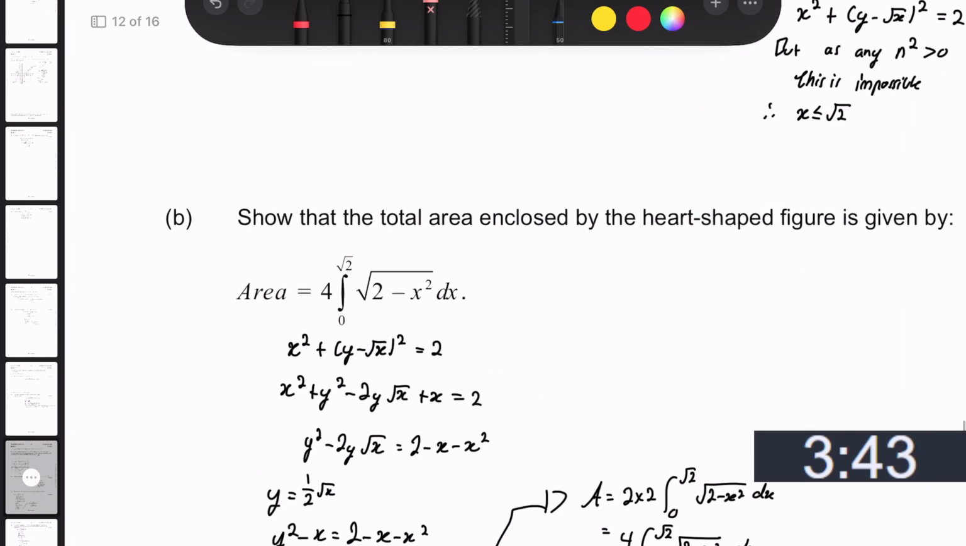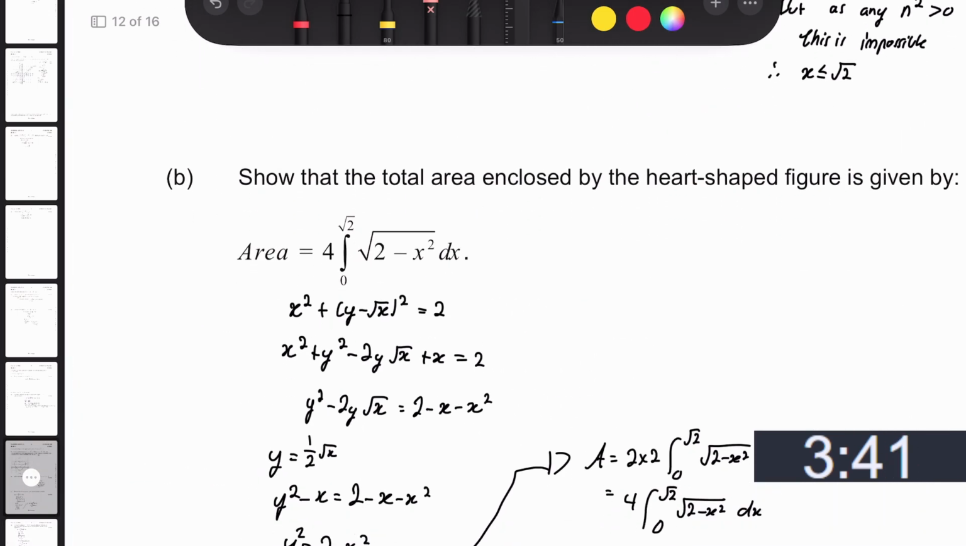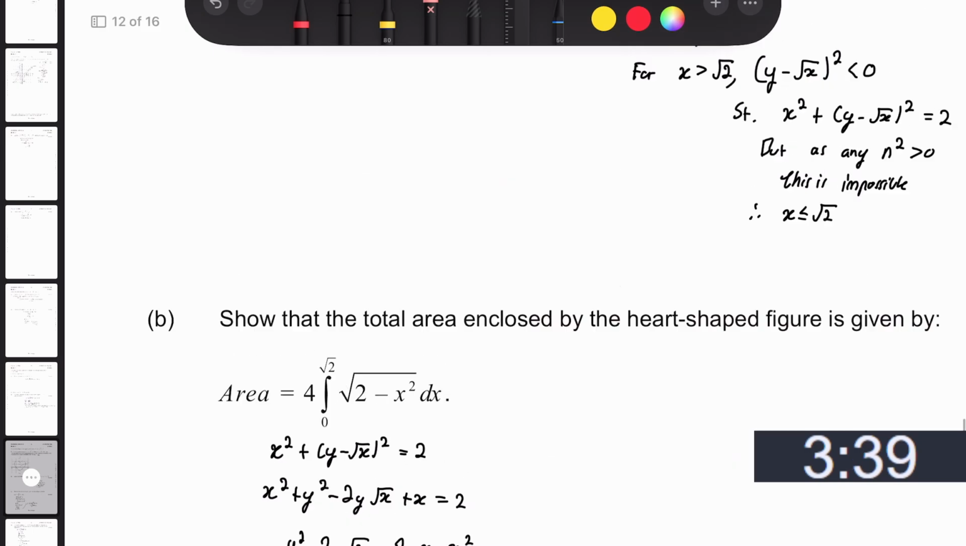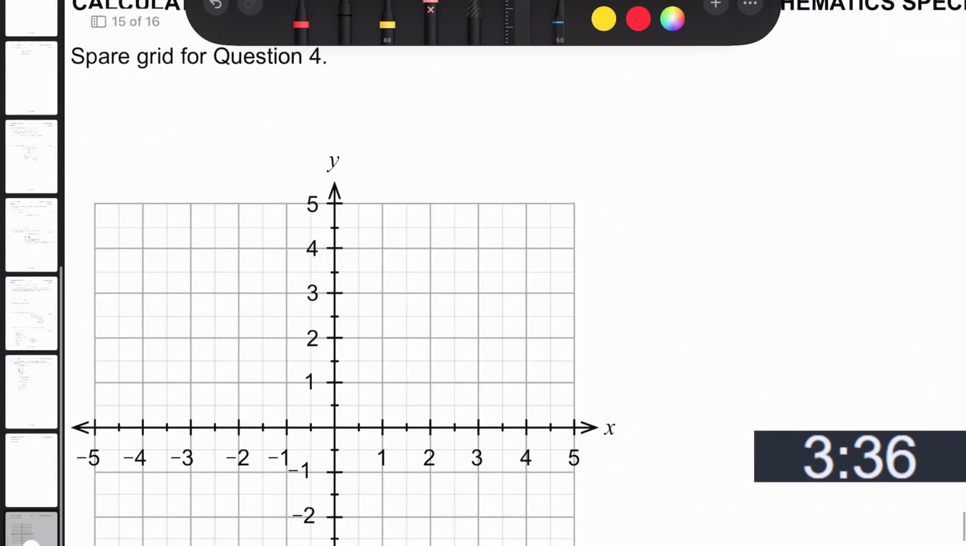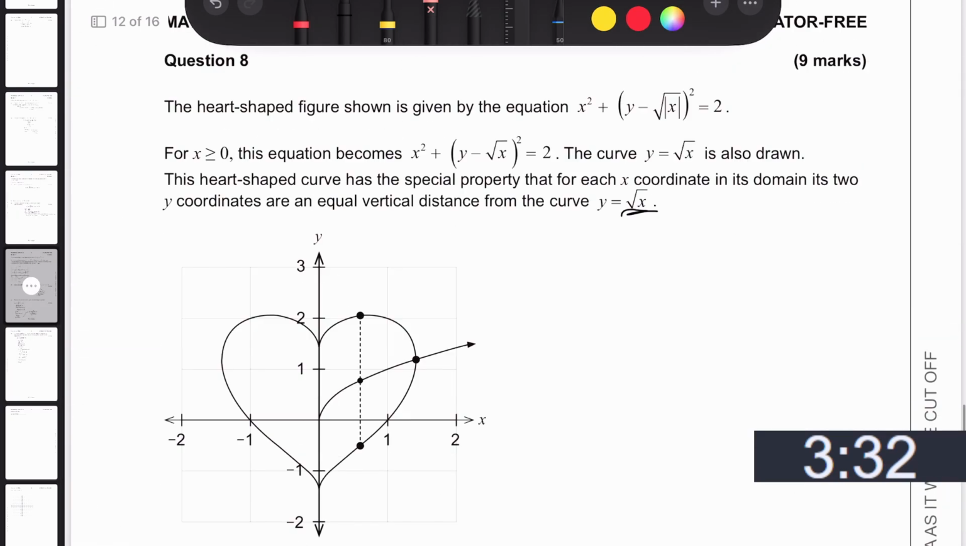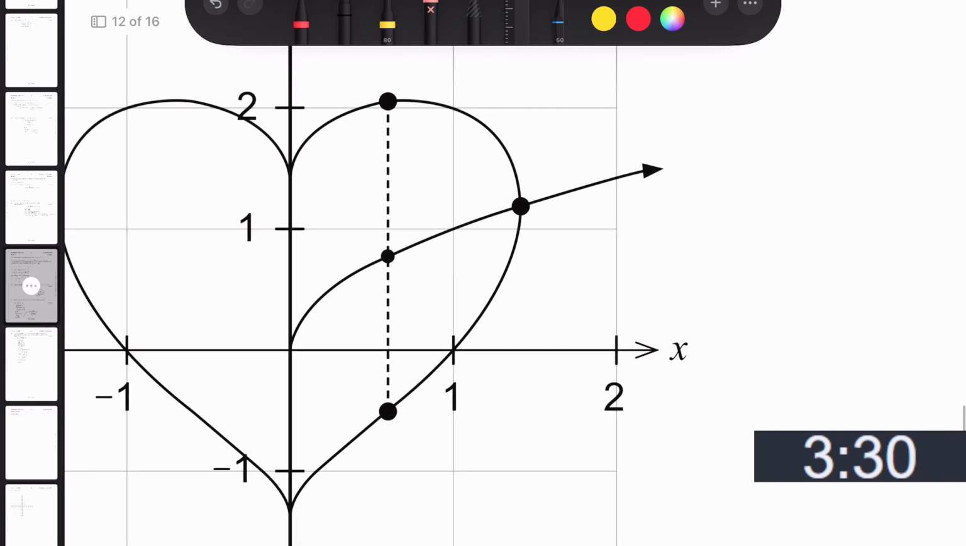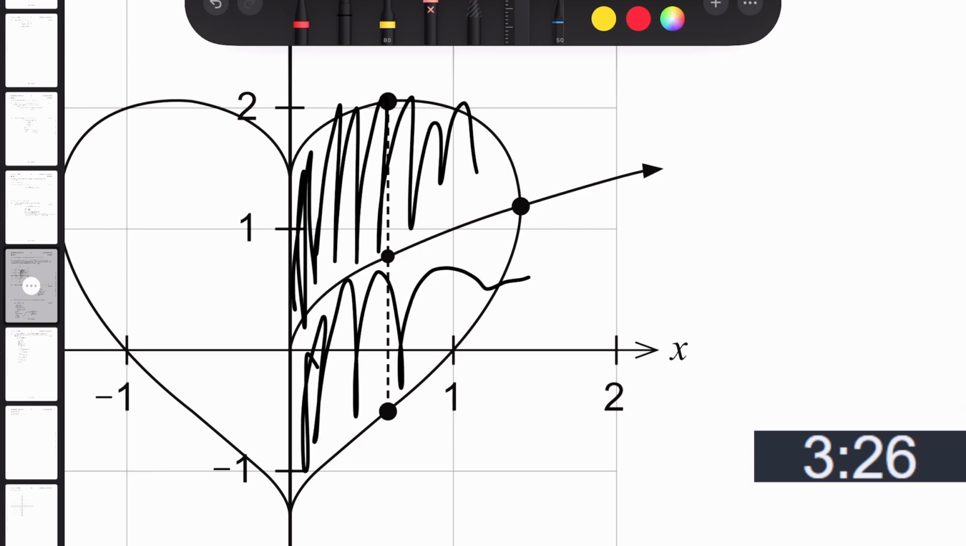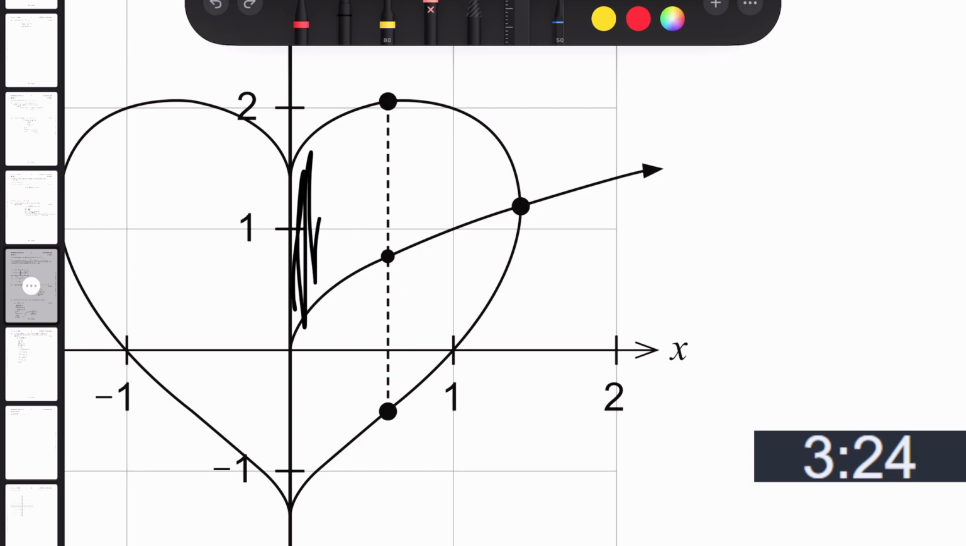But this, I'm not very happy with. Show that the total area enclosed by the heart-shaped figure is given by. So it definitely has to do with symmetry, because there's 4. Wait, that's the end of the question. Yeah, okay. So maybe this area is going to equal this area. I don't know what y squared of there would be.